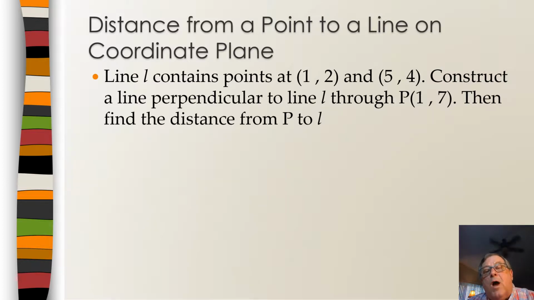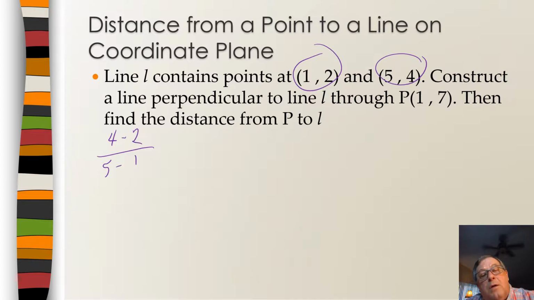All right, so slope is y2 minus y1 over x2 minus x1. In that case, I've got y2, which is 4, minus y1, which is 2, we're using these coordinates right here, over x2, which is 5, minus x1, which is 1. And so 4 minus 2 is 2, 5 minus 1 is 4, and so the slope of line L is 1/2.